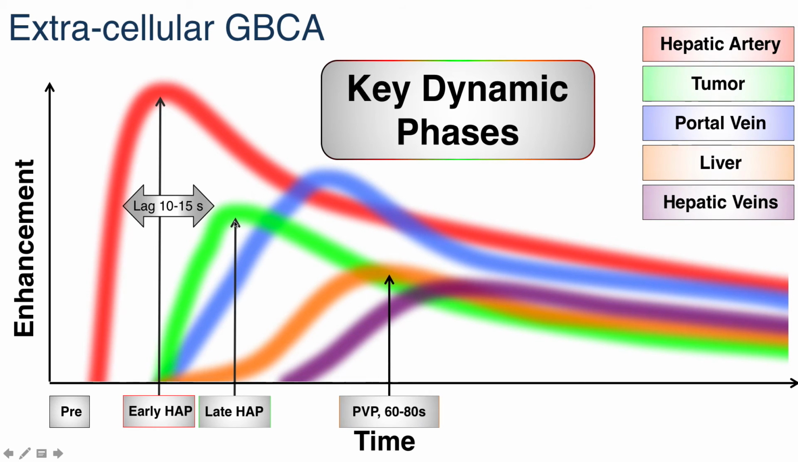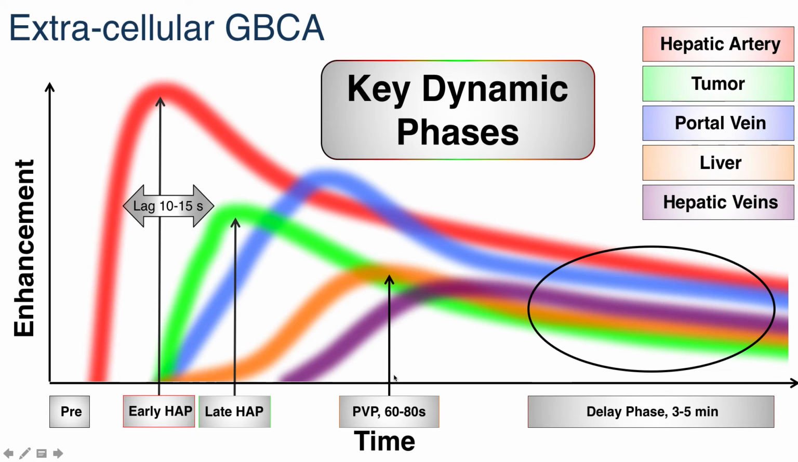The portal venous phase is the phase in which the liver is maximally enhanced in orange. So it's the peak of the liver enhancement. So that's at 60 to 80 seconds. And then we have the delayed phase at 3 to 5 minutes in which everything is sort of de-enhancing in parallel. Some people call this the equilibrium phase, but LI-RADS calls it the delayed phase, and we can talk later why that is.